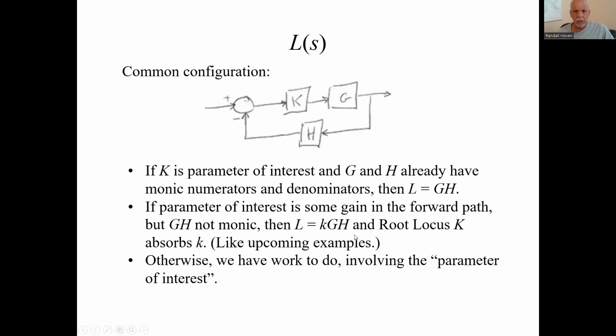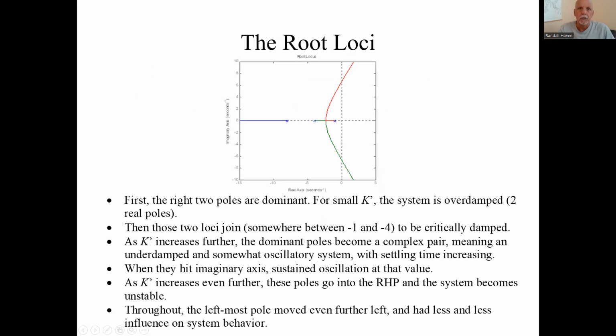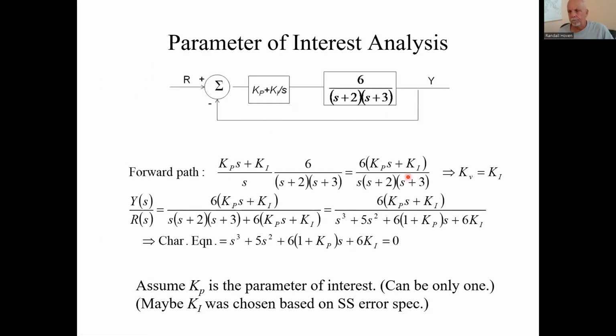Slightly harder is if G and H don't have monic, the product doesn't have monic numerator and denominator. You just need to multiply by some constant to make the whole thing monic in numerator and denominator. That's the L. In that case, the root locus K will absorb this little K. We did those examples before. The third bullet is what I'm going to talk about. It's this parameter of interest analysis. Let me get to an example.